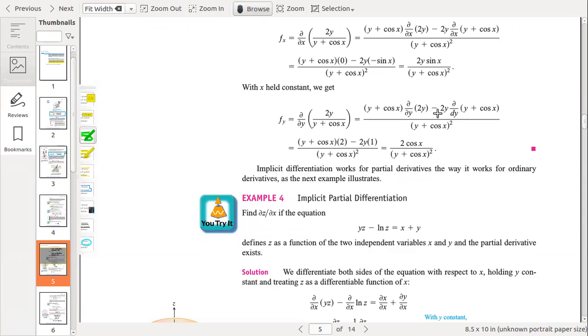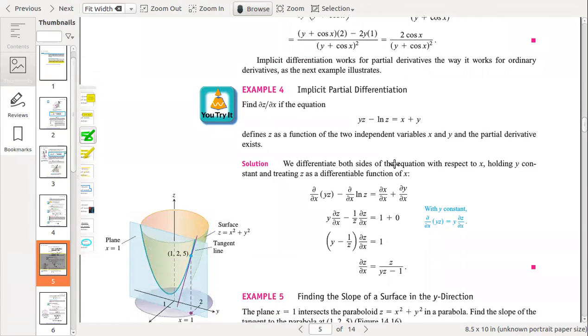Then u as it is times the derivative of v. For the derivative of v, cos x is a constant, so it will be 0, and partial y over partial y is equal to 1, so 2y into 1. So we have y plus cos x whole squared in the denominator. When we multiply 2 with y it will be 2y, and minus 2y cancels to 0, and we will get 2 cos x over y plus cos x whole squared as the function.